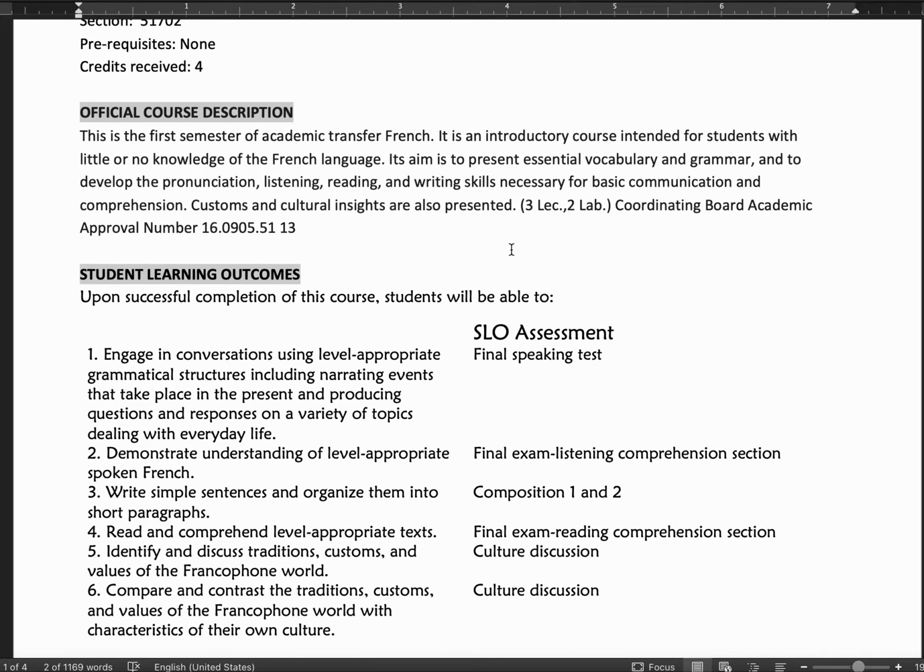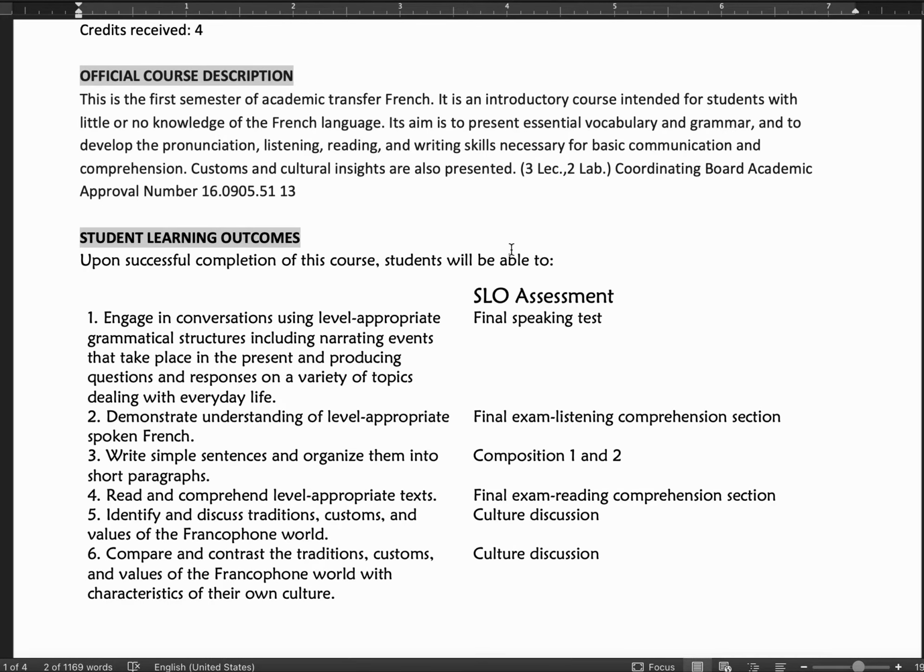Just to give you a brief description of the course, this is the first semester of academic French, and it is an introductory course. So if you've never taken French before, this is the right course for you. It is intended for students with no knowledge of the French language. And it is a part of a 4-course series. So this is our first semester French, and we have a continuation. We have French 2, French 3, and French 4.